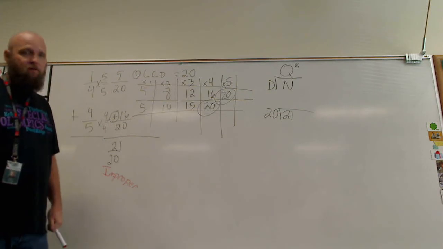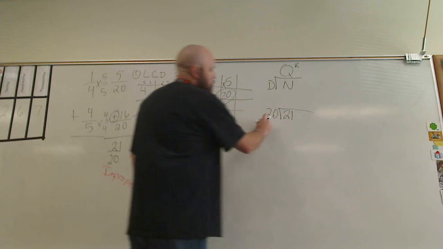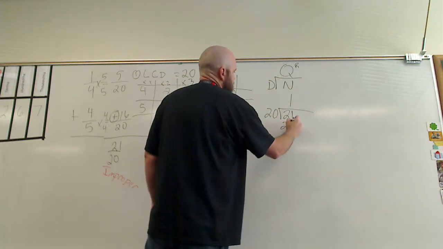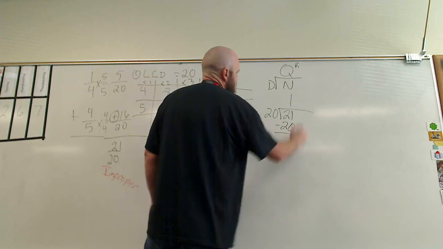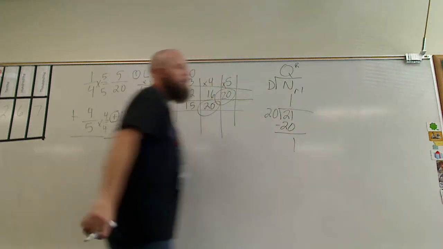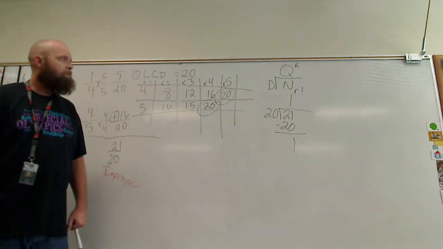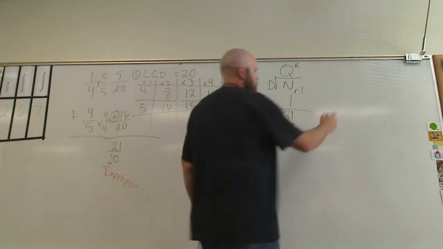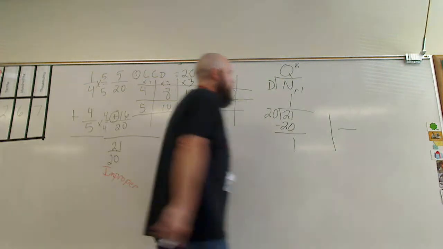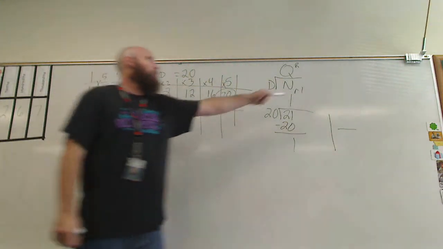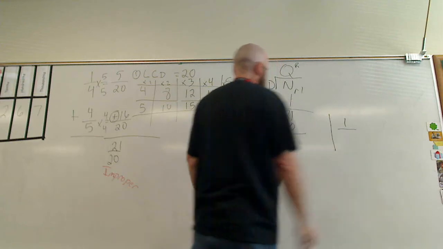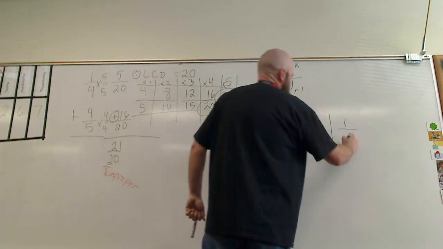Then I do my division. Once I have the problem, 20 goes into 21 one time. 1 times 20 is 20. Subtract, I get 1. Remainder 1. I take my quotient. That's my whole number. I take my remainder, because that's going to be my numerator. And my denominator stays the same.